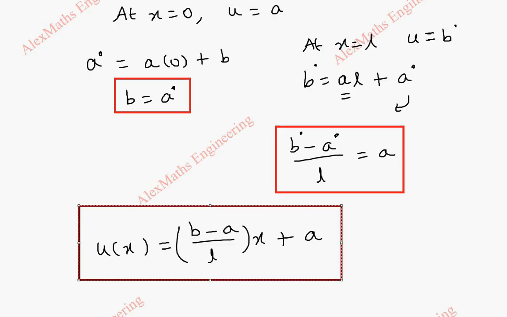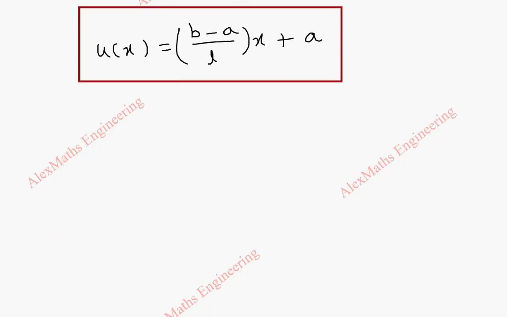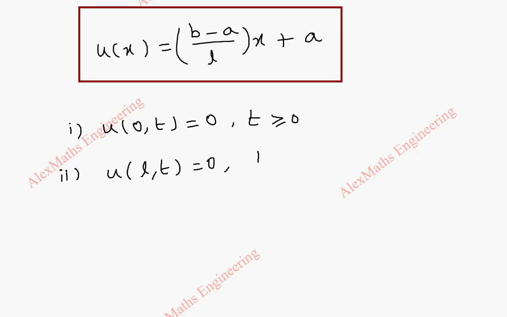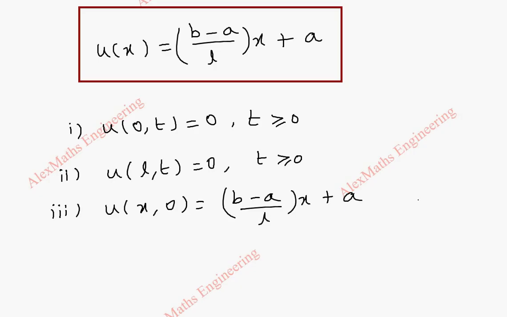Now I am going to write the boundary conditions. After the steady state, suddenly both the ends are reduced to 0. First, U of 0 comma T is 0, because at X equal to 0 the temperature is 0 for all T greater than or equal to 0. In the same way, at the other end, U of L comma T is also 0 for all T greater than or equal to 0. And the third condition is U of X comma 0 equals B minus A by L into X plus A.